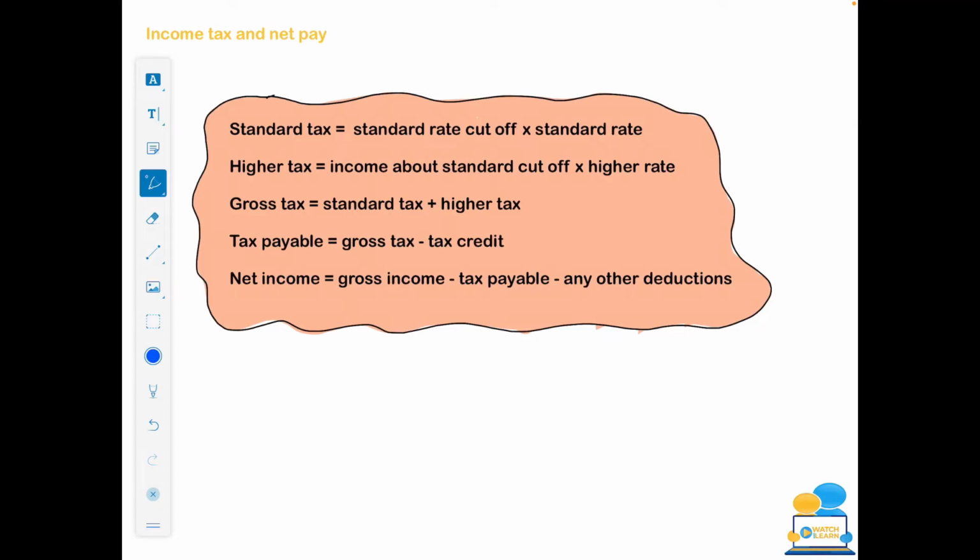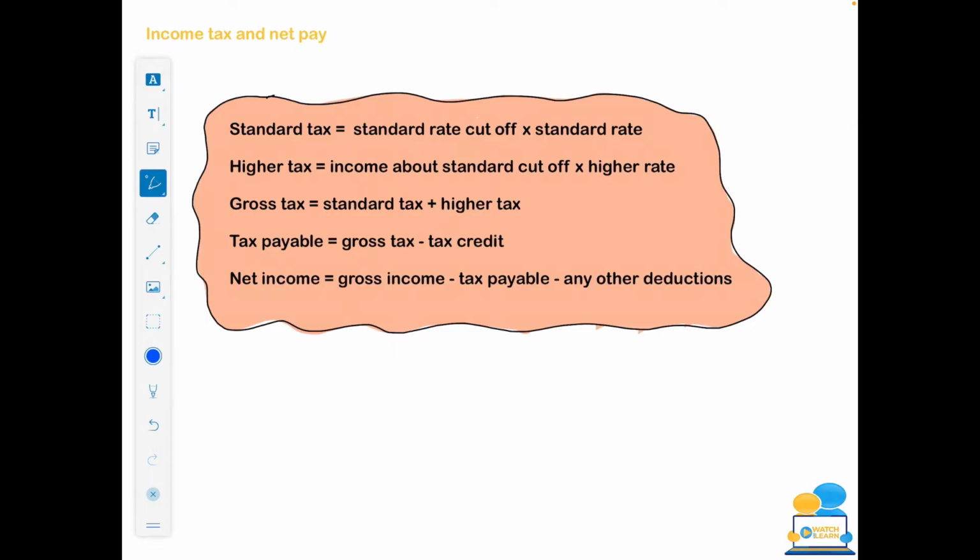Now on to our first big section. Really common in exams is income tax and net pay. Now, there's a few formulas for this. These formulas aren't given to you. What I find is when people practice with them a bit, they actually end up learning them. So the best way to learn these is just practice using them.